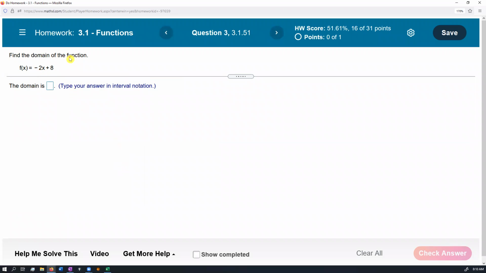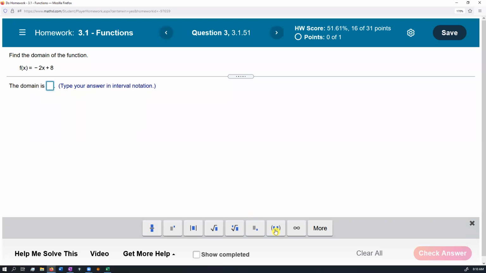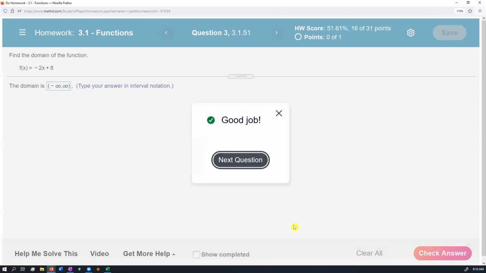What is the domain of this function? Well, there are no problems with this function, right? There's no division, there's no square roots. So the domain of this should be all real numbers. They want us to type in interval notation. So I'm going to put here an interval like this. And then I'm going to put in here negative, and then here's the infinity symbol. And then here I will put in positive infinity. That's it.